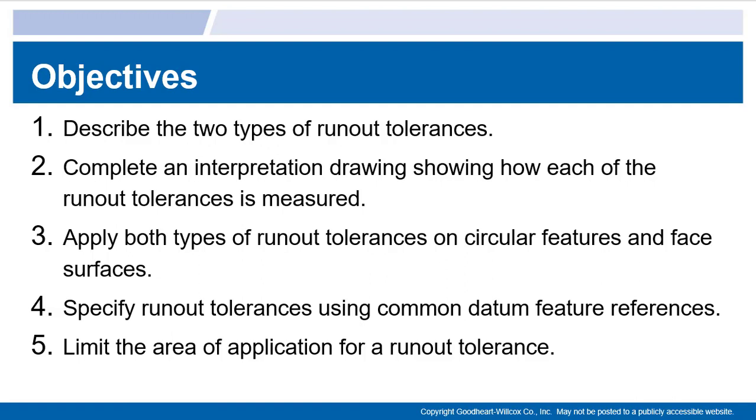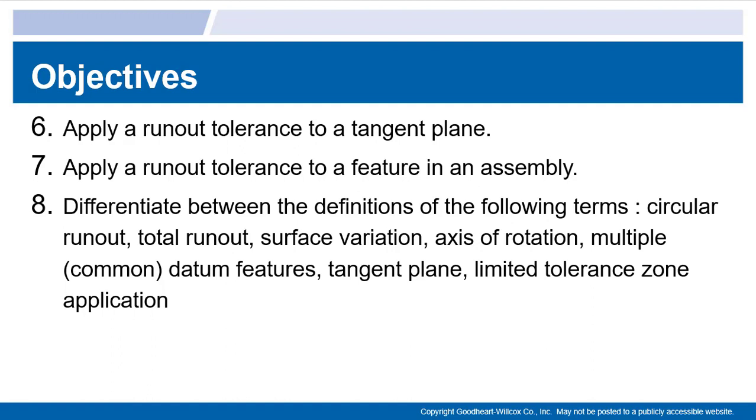3. Apply both types of runout tolerances on circular features and face surfaces. Number 4, specify runout tolerances using common datum feature references. And number 5, limit the area of application for a runout tolerance. Number 6 would be apply a runout tolerance to a tangent plane. Number 7, apply a runout tolerance to a feature in an assembly.